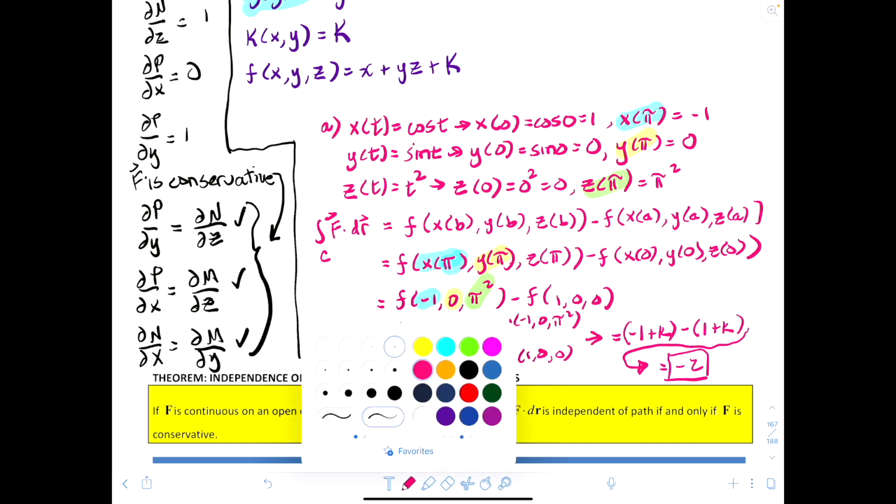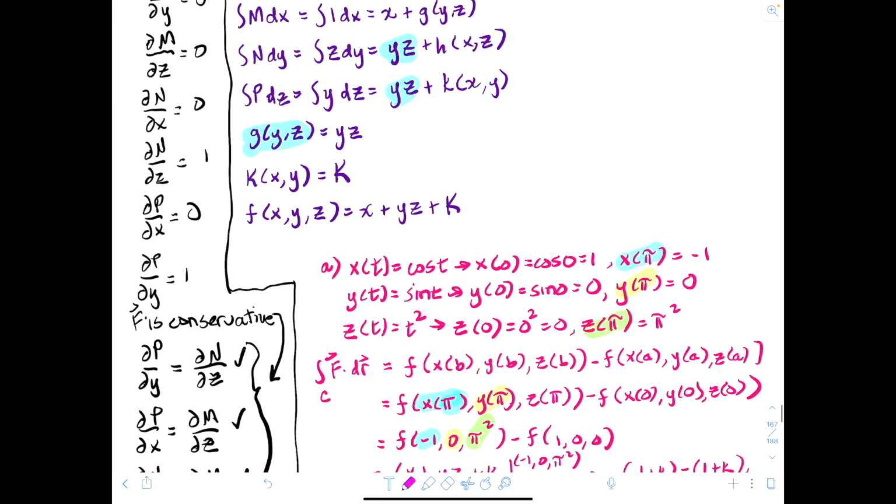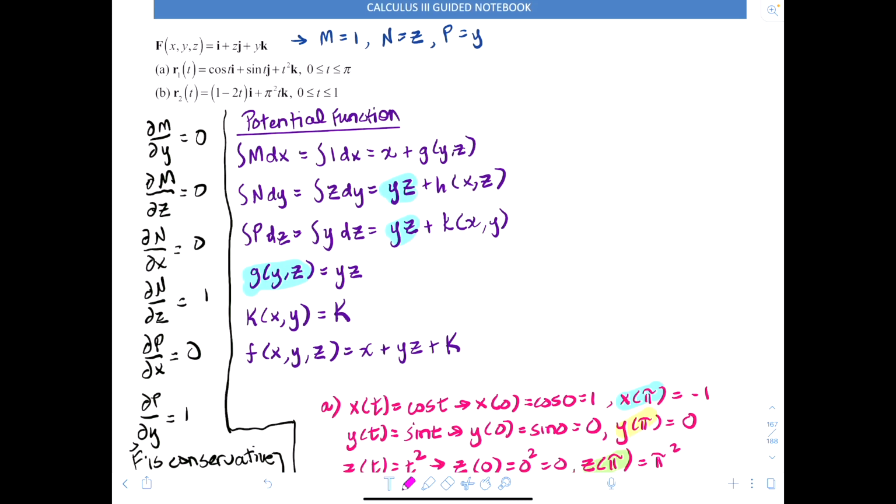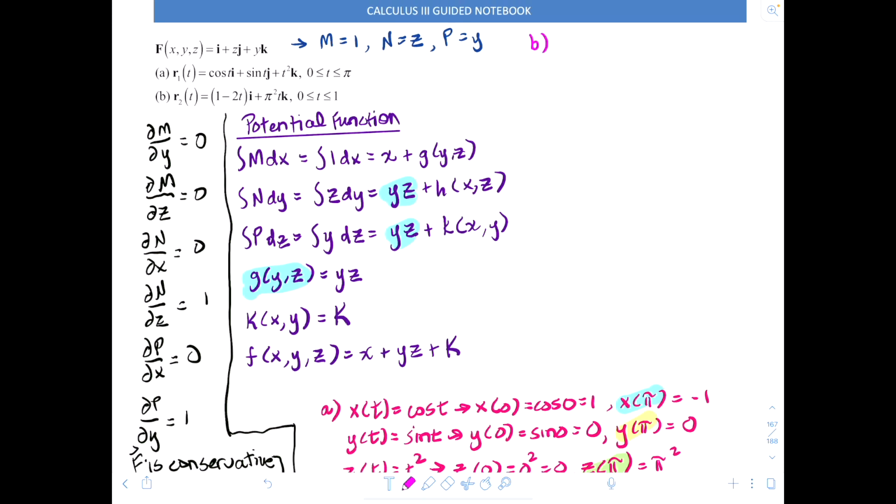All right. So now let's do part B. We'll do part B in a different color. So in part B, we use the same potential function. We're just doing a different curve. So for part B, x at t is equal to, I'll go a little faster, 1 minus 2t. And this interval is going from 0 to 1. So x at 0 is 1 minus 2 times 0, which is 1. And x at 1 is going to be 1 minus 2, which is negative 1.